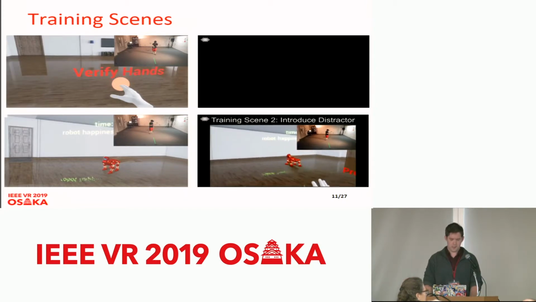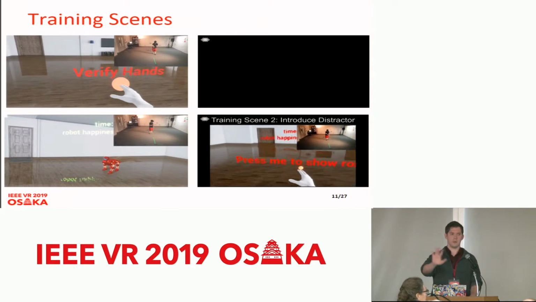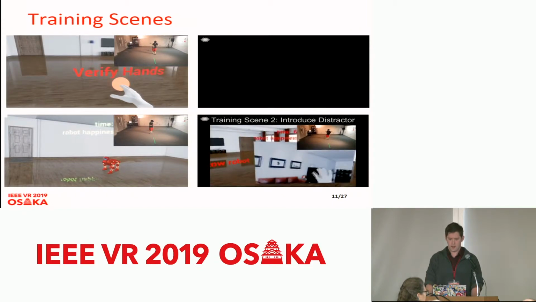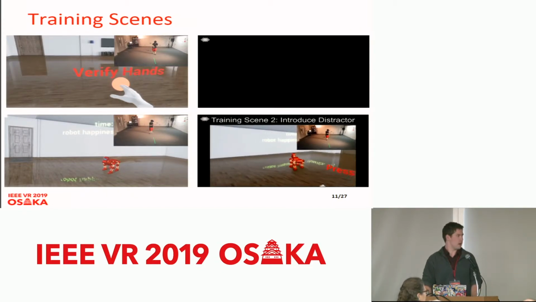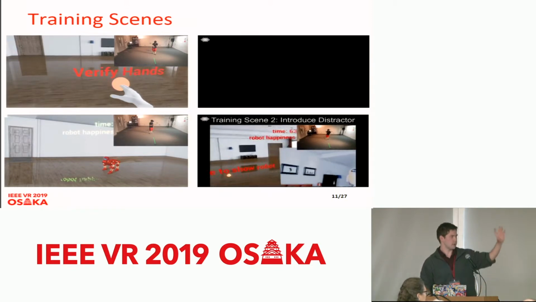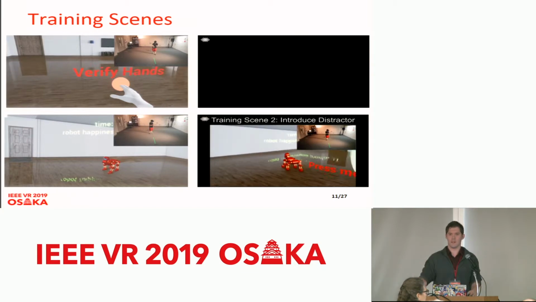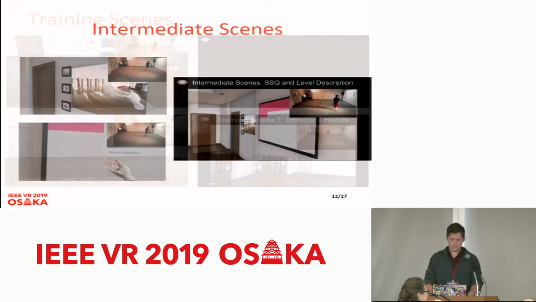The second training scene introduces them to the distractor. They're taught to look at the distractor and wave to it whenever they think it's active. For audio-only users, they can hear this dog panting noise. For visual users, they can see this little arbitrary point system called robot happiness points, and they use that to tell whether or not they're doing everything correctly.